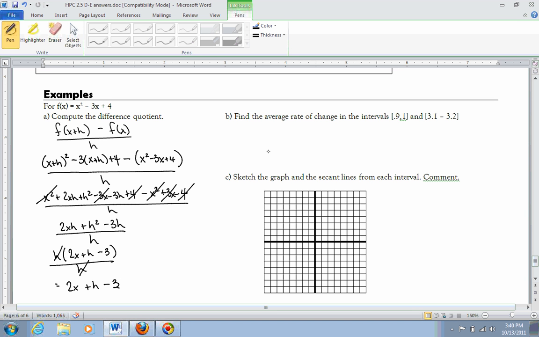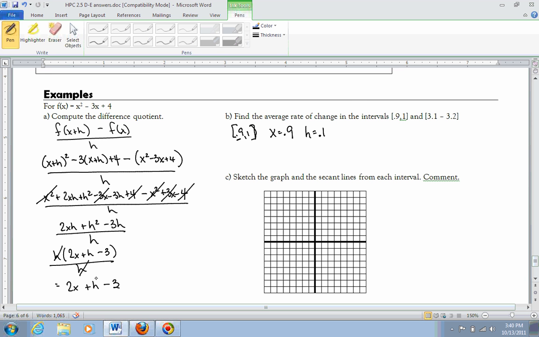So we're finding the average rate of change between 0.9 and 1, and then you can go all the way up to the interval from 3.1 to 3.2. So we're going to find the average rate of change between 2 intervals. The first interval is from 0.9 to 1. x is equal to 0.9, because that's the first value in our coordinate. h is the difference between those, so we had a distance of 0.1 to separate those.